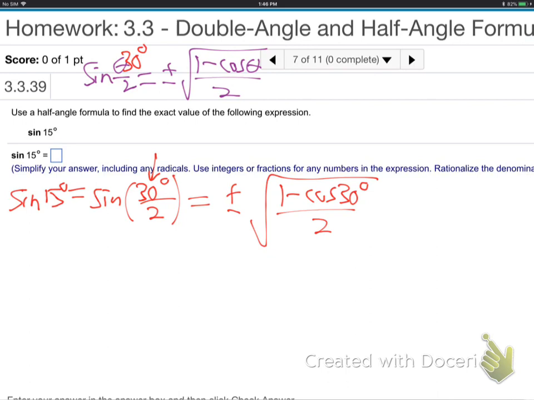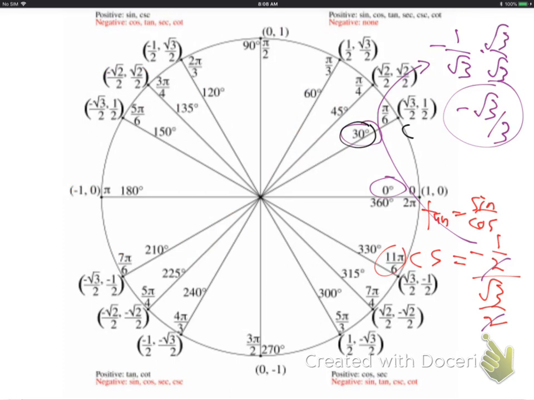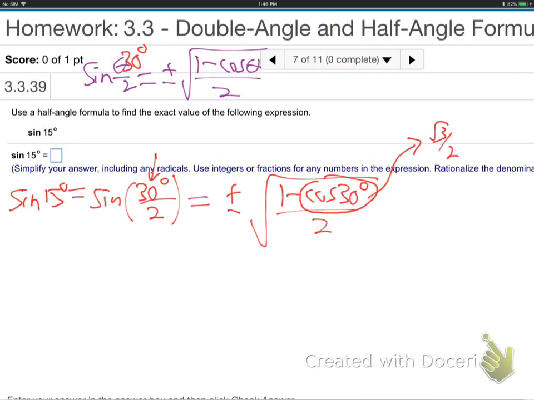And that I can do, can't I? I can get the cosine of 30 off the unit circle. So if you go to the unit circle, cosine of 30 is root 3 over 2. Right? Cosine of 30, here's 30. Cosine, sine. Cosine's root 3 over 2. So what does that give me then? I've got plus or minus the square root of 1 minus the square root of 3 over 2, all over 2.